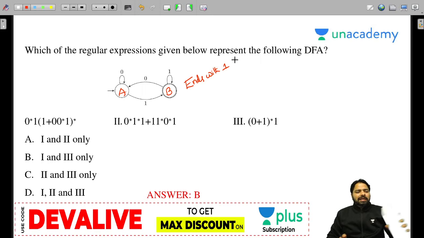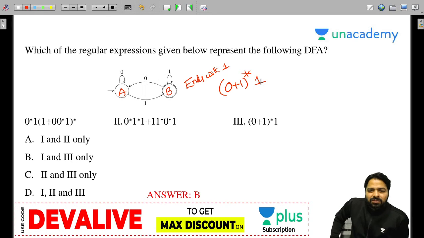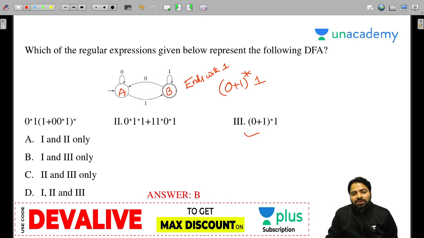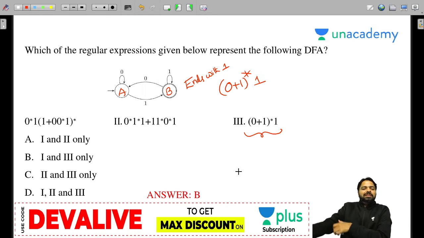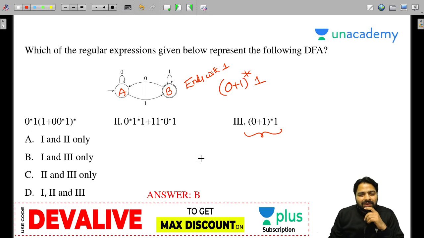Most of you know the ends with one problem. You have a very simple expression like 0 plus 1 whole star 1. But did they ask that? Okay, in one of the options it is there, that's good. But it does not exist in these options. You have other options also, right? Let's look at them.